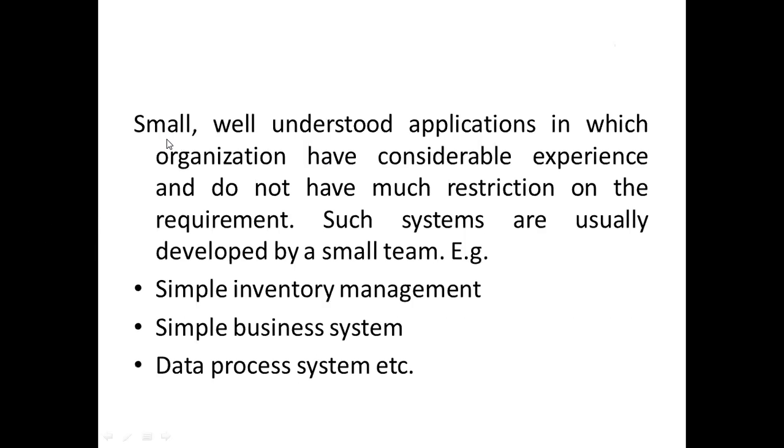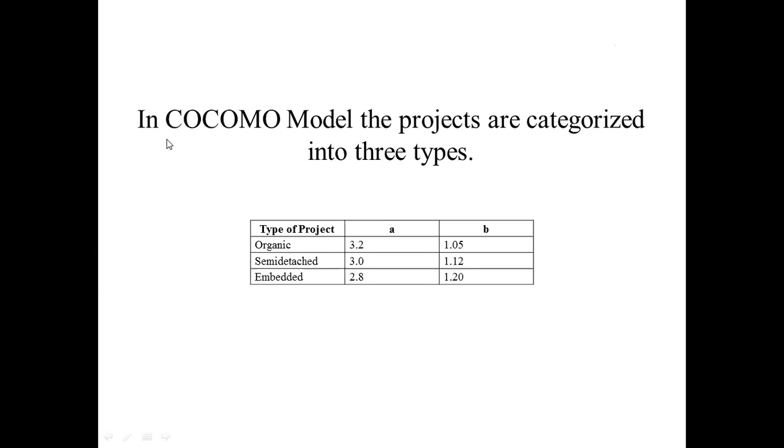Now, here in the COCOMO model, the projects are categorized into three types. We are already aware there are three types of project. First is called the organic, second is called the semi-detached, third is called the embedded type. This is called the nature of the project or the type of the project. Now you can see the values of A and B already given, so you can choose from this table.